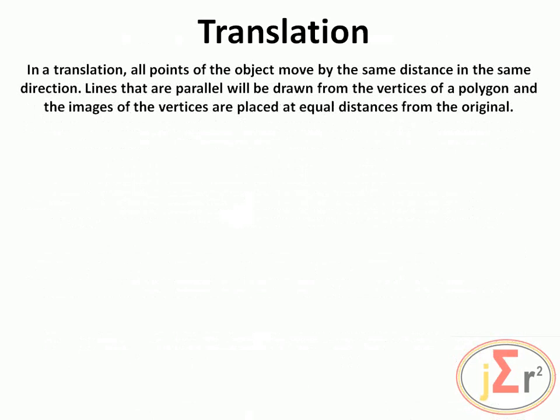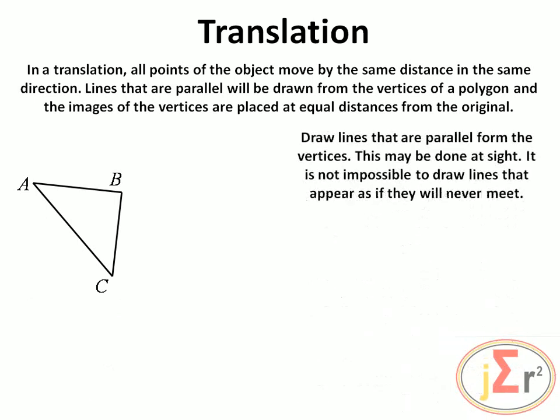In a translation, that is our first transformation, all points of the object move by the same distance in the same direction. Lines that are parallel will be drawn from the vertices of a polygon, and the images of the vertices are placed at equal distances from the original. Let's see what that means.